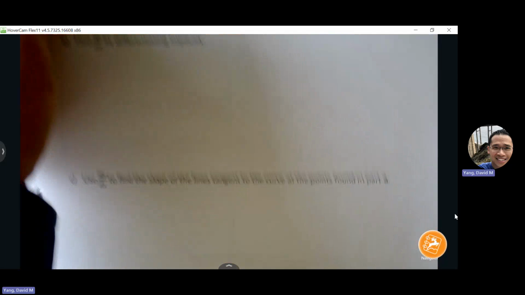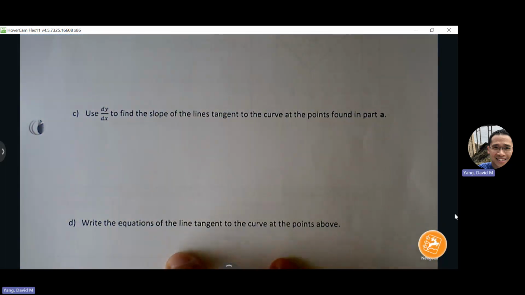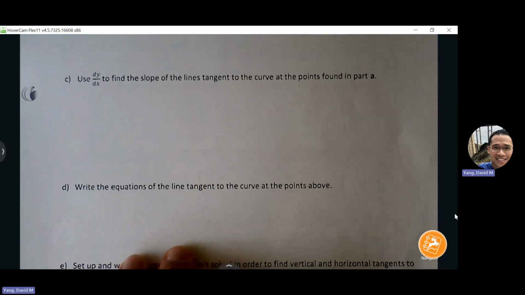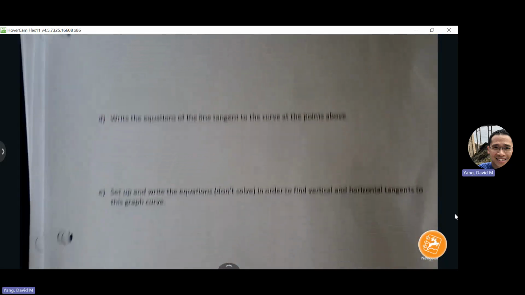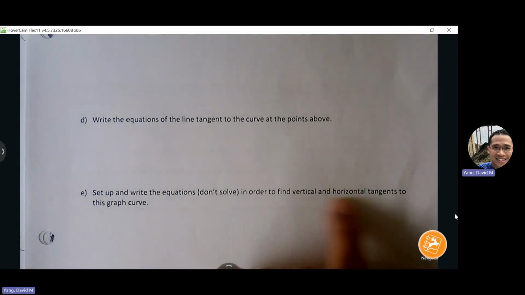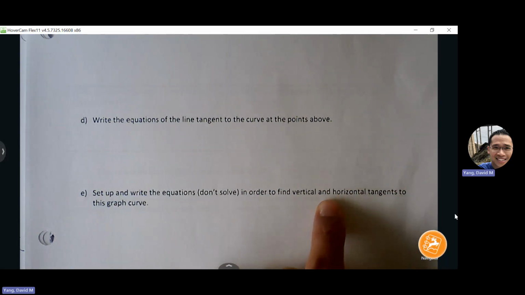Yeah, tangent line equation. So find the ordered pair and slope, write the equations of the tangent lines, and then set up to find vertical and horizontal tangent. We talked about yesterday, for horizontal tangent, you set the numerator of the derivative equal to 0, and for vertical tangent, you set the denominator of the derivative equal to 0.